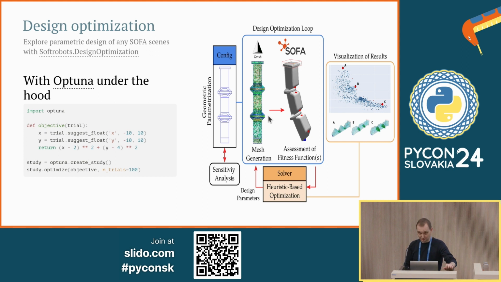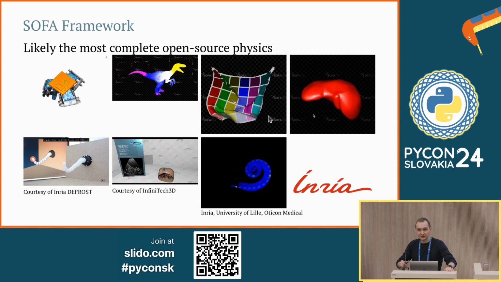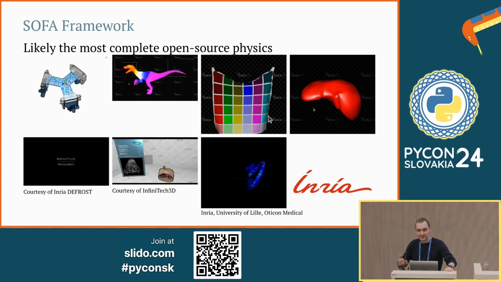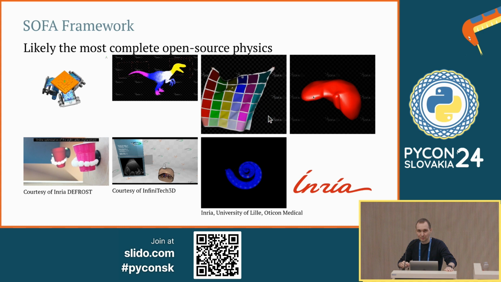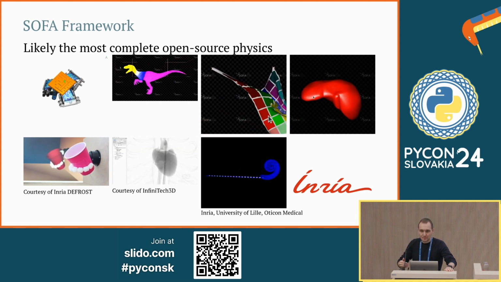So SOFA is powerful. It has all these features. And I think that SOFA itself is probably likely the most complete open source physics that you can find in Python. You can simulate pretty much any aspect of physics, and if anything is missing, you can write a plugin. Of course, you need to know a bit of C++, but it's doable.